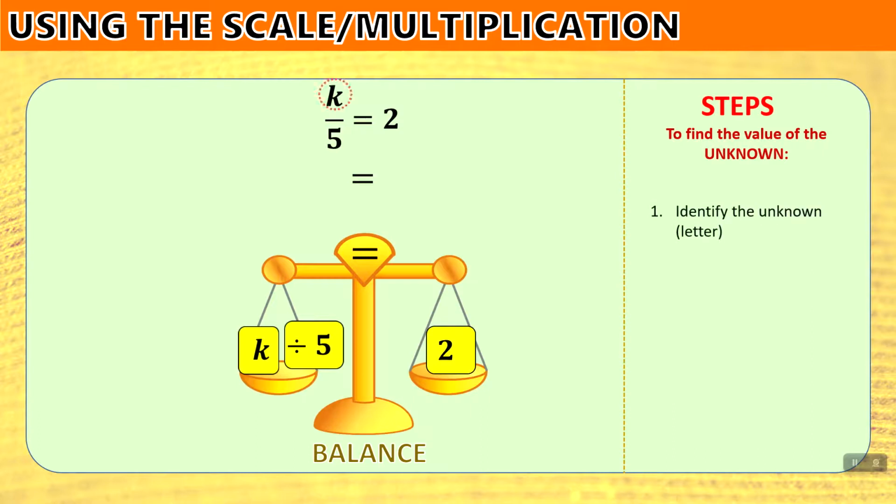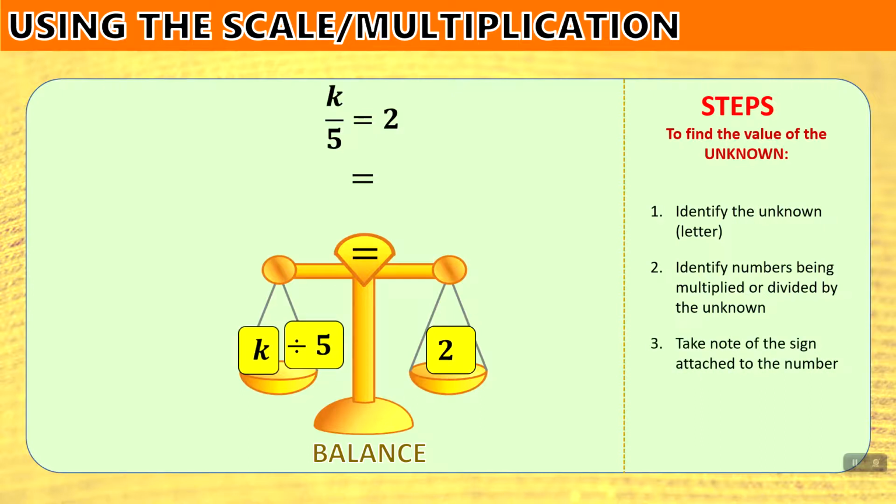Well, again, the steps are the same. We identify the unknown letter, which is k, and identify the numbers being multiplied or divided by it. In this case, k is being divided by 5. We take note of the signs as well. Everything is positive. And we apply the opposite operation to both sides. The opposite of division is multiplication.